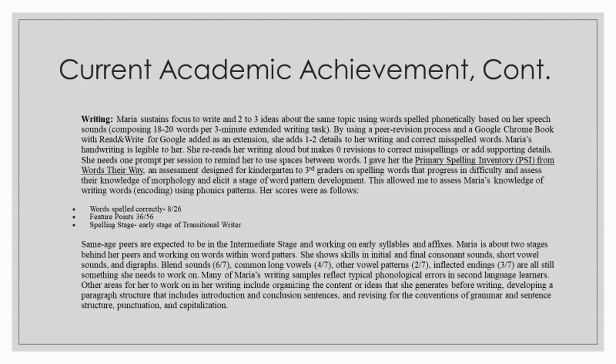Her scores were as follows: words spelled correctly, 8 out of 26. Feature points, 36 out of 56. Her spelling stage is at the early stage of a transitional writer. Same age peers are expected to be in the intermediate stage and working on early syllables and affixes. Maria's about 2 stages behind her peers in working on words within word patterns.